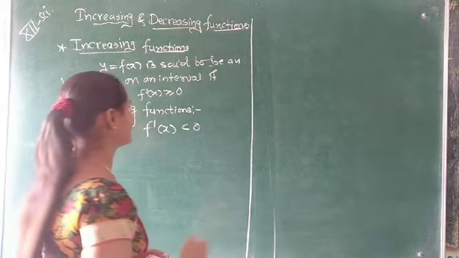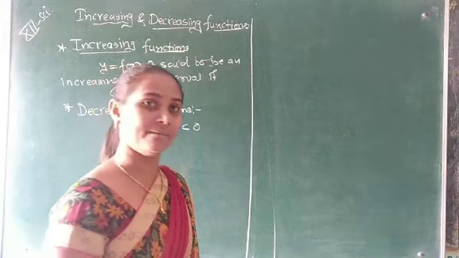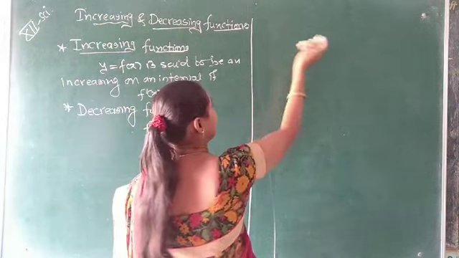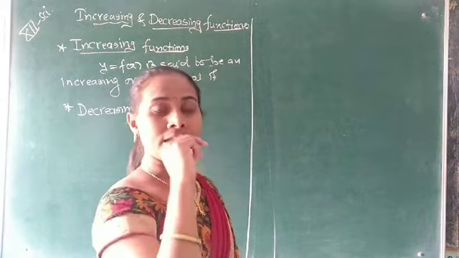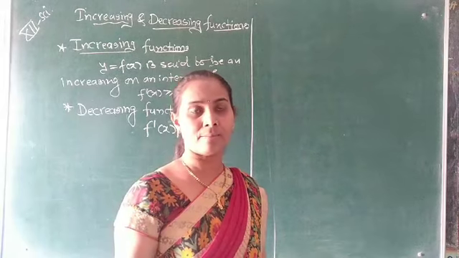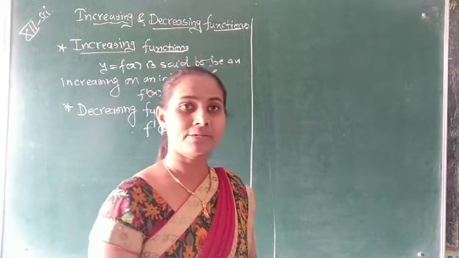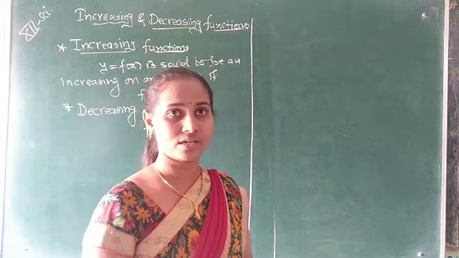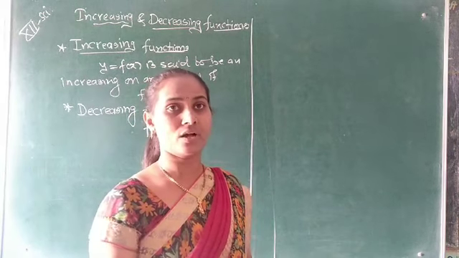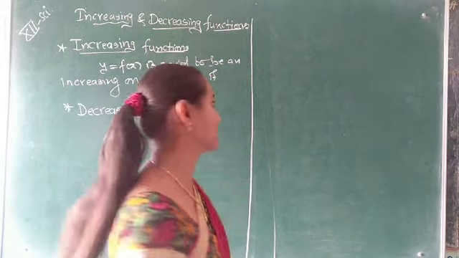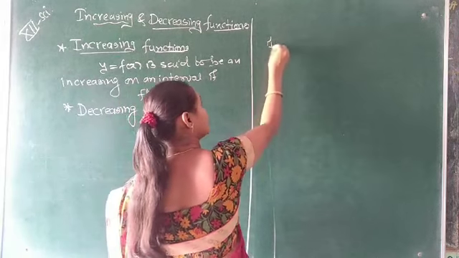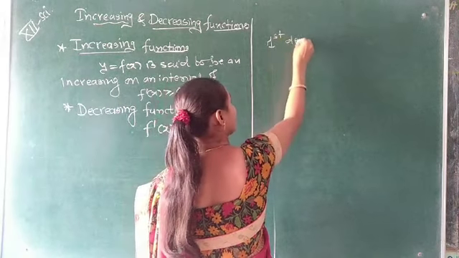Now the next point is local maxima and minima. We have to find the maxima and minima by using two tests. In the book two tests are given, the first derivative test and the second derivative test. But problems are always solved by using the second derivative test. So what is the first derivative test?